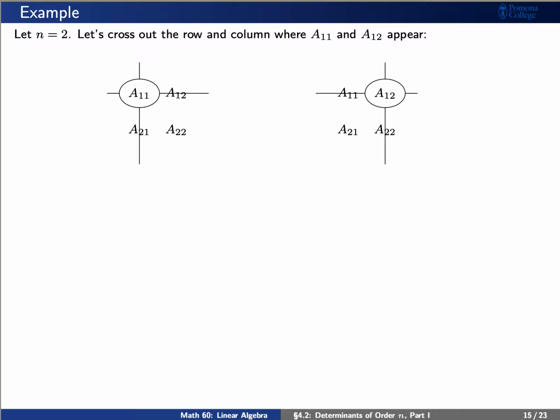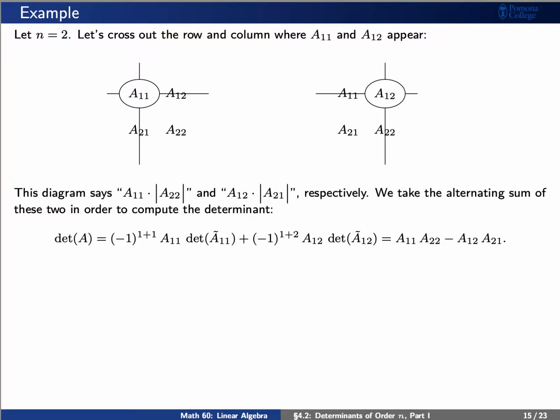Here, we'd like to take a look at A11 and A12. Roughly speaking, the diagram here says what we would like to do is take a look at A11, and then we'll multiply by the remaining parts, in this case A22. Or we could take a look at A12 and multiply by the remaining parts. In this case, it's A21. We're going to now compute the alternating sum of these two in order to compute the determinant.